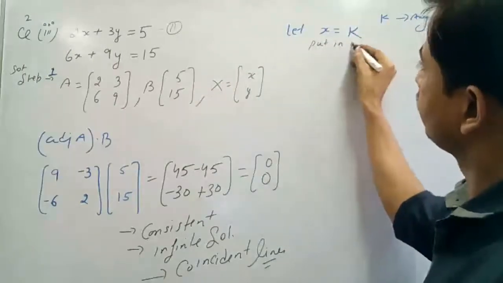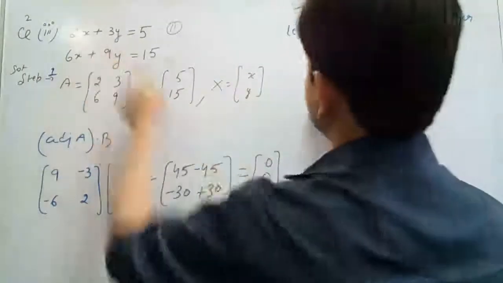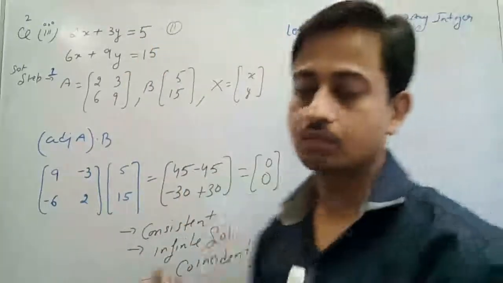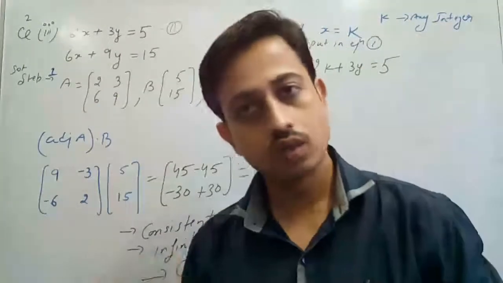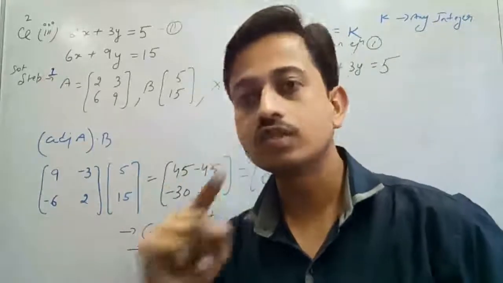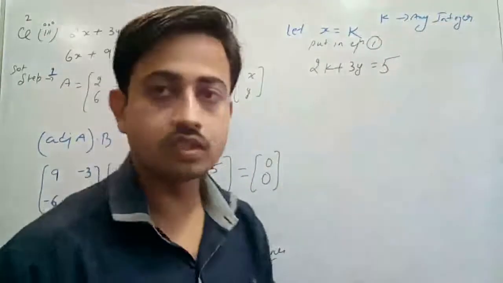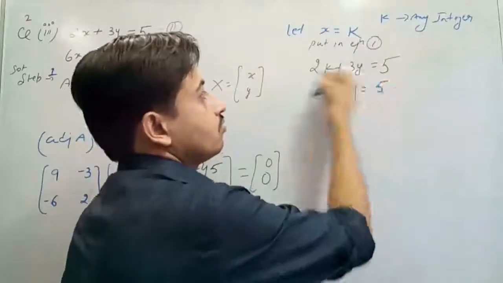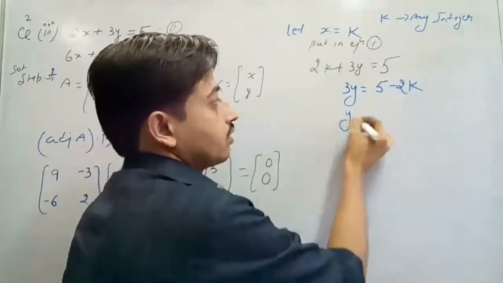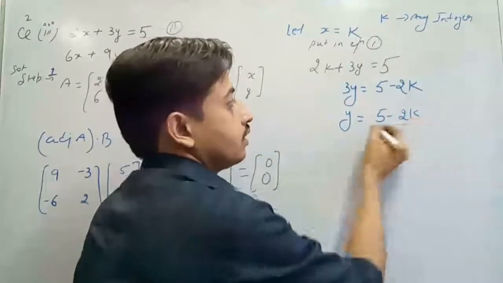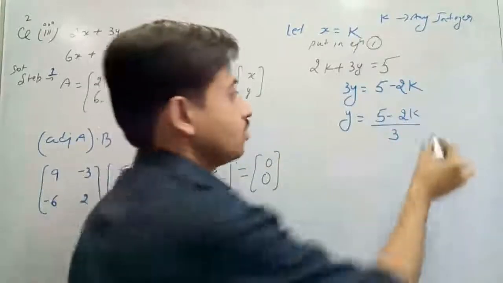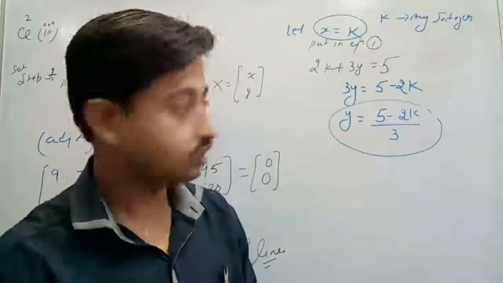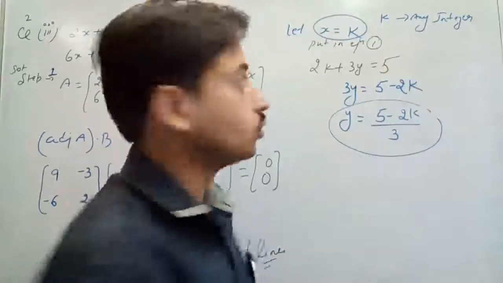Put in equation 1. We get 2k plus 3y is equal to 5. This is the step. You can take either variable, either y is equal to k or x is equal to k, and put it in equation number 1. And from this equation you have to calculate the other variable, so we have to calculate y. 3y is 5 minus 2k. So y is 5 minus 2k divided by 3. This is the value of y and this is x. So this gives us infinite solution.